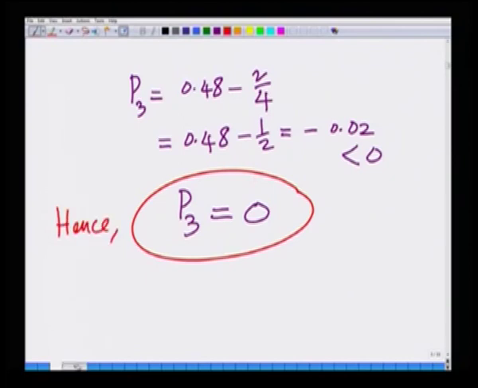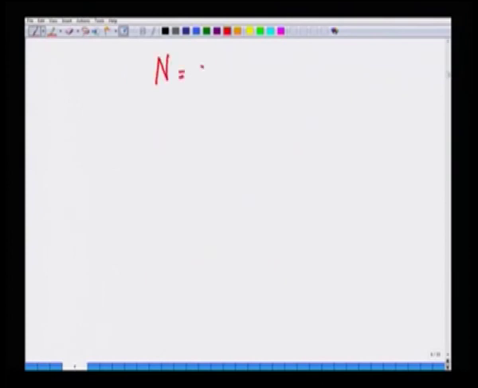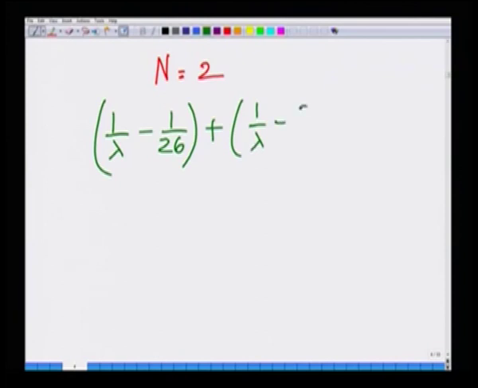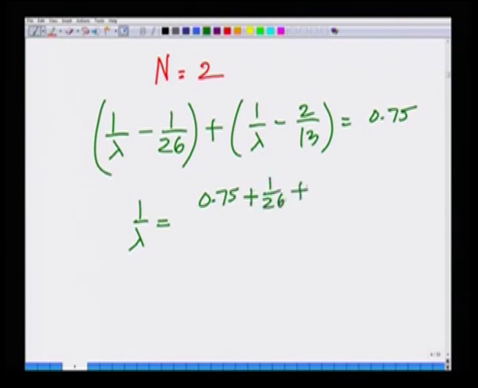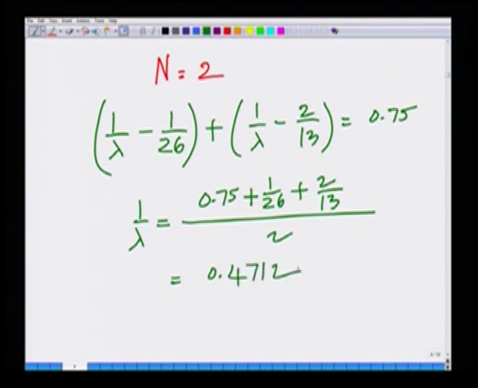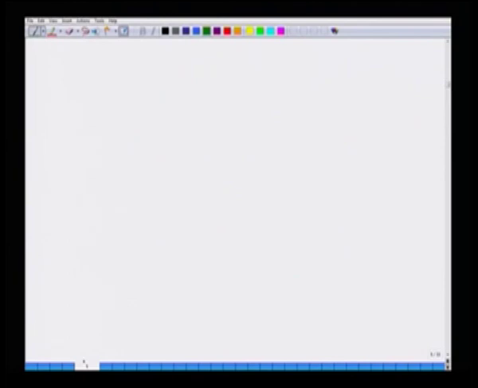Now, what I will do is set n equals t minus 1, that is n equals 2, and now I will resolve this thing as 1 by lambda minus 1 by 26 plus 1 by lambda minus 2 by 13 equals 0.75. 1 over lambda equals 0.75 plus 1 over 26 plus 2 over 13 divided by 2 equals 0.4712.